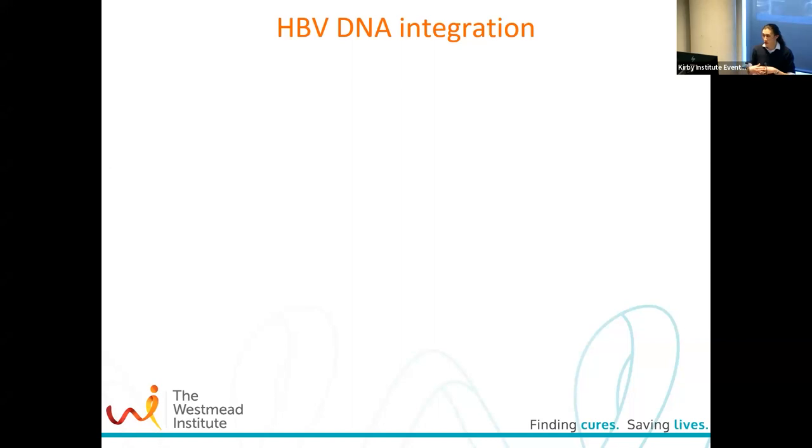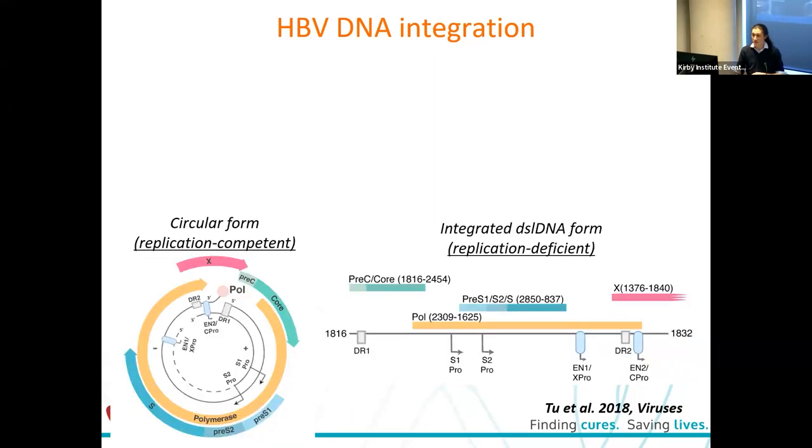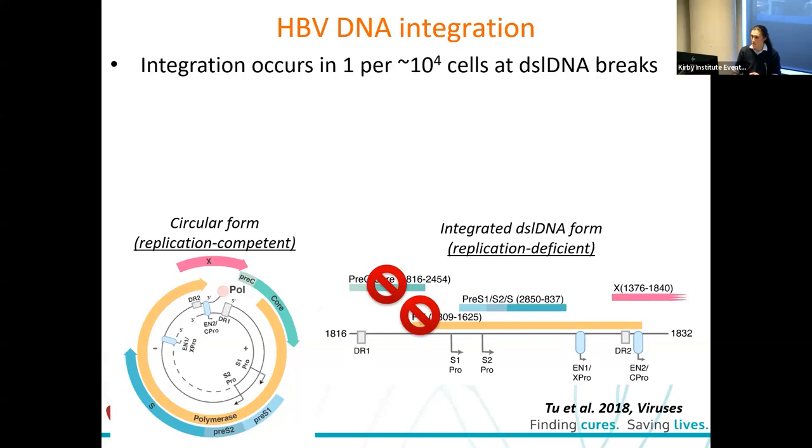So today, in my first part, I'll be talking about HBV DNA integration. This is a replication deficient form. We have our circular form, the cccDNA, that looks like this, but in the linear form that integrates, we have the separation of the core promoter away from the core open reading frame. Core basically forms the nuclear capsid of the virus. So if you don't produce core and you don't produce the polymerase, you can't get new virus being generated. That's why it's replication deficient. This integration occurs very rarely, actually. It occurs in 1 out of 10^4 cells.